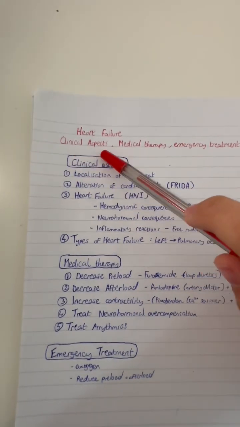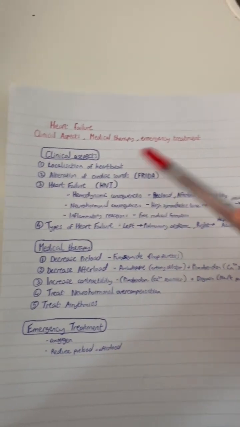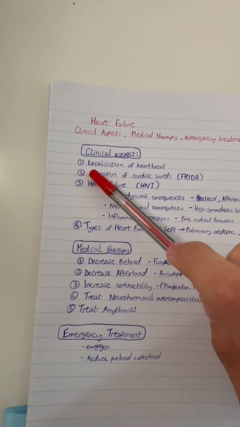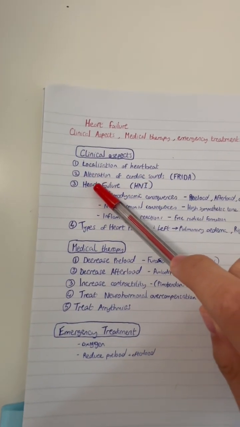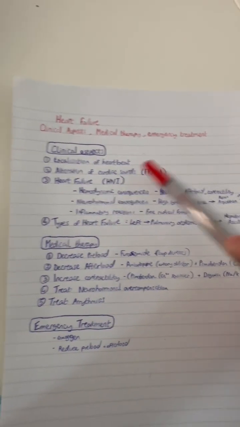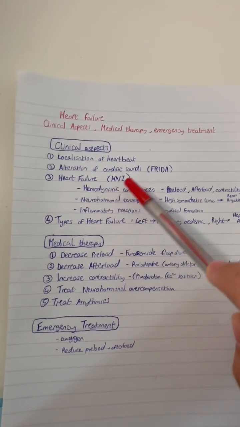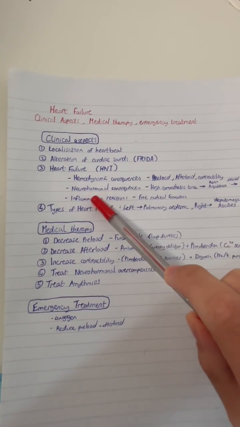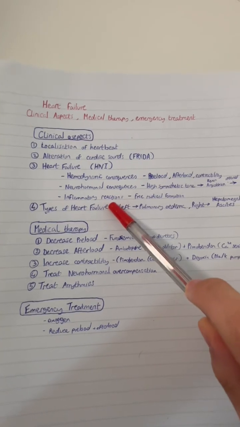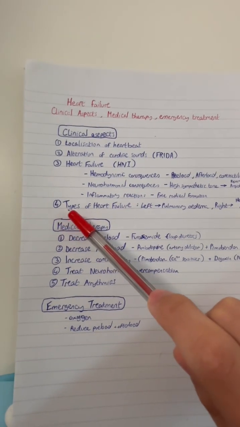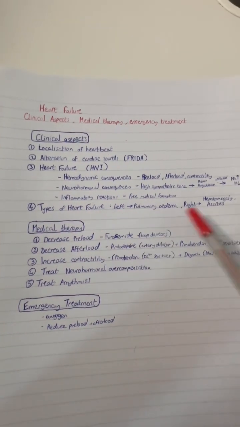Heart failure: clinical aspects, medical therapy, and emergency treatment. Clinical aspects. Number 1, localization of the heartbeat. Number 2, alterations of cardiac sounds, FRIDA. Number 3, heart failure, HNI: hemodynamic consequences, neurohormonal consequences, and inflammatory reactions. Number 4, types of heart failure, left and right.